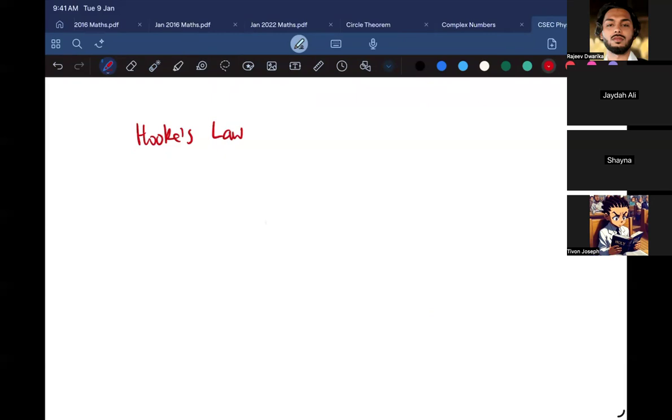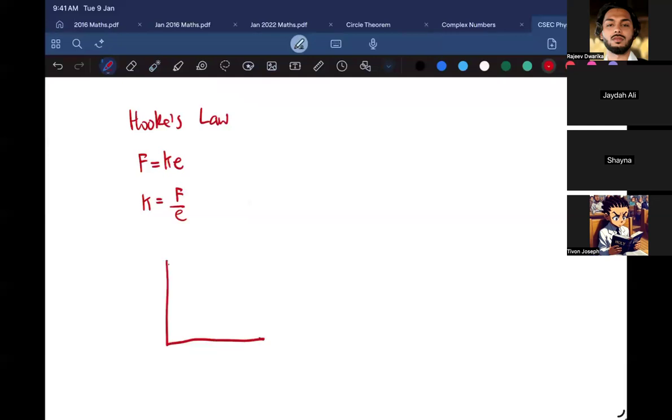Right. Now you need to know the formula for Hooke's law. The formula is F equals k e, or rather F equals kx. Perfect. If I want to find k, I would have to divide both sides by e, and I'm going to end up with F over e. Understand? So the only way I'm going to get spring constant directly is if I have a graph of what versus what.